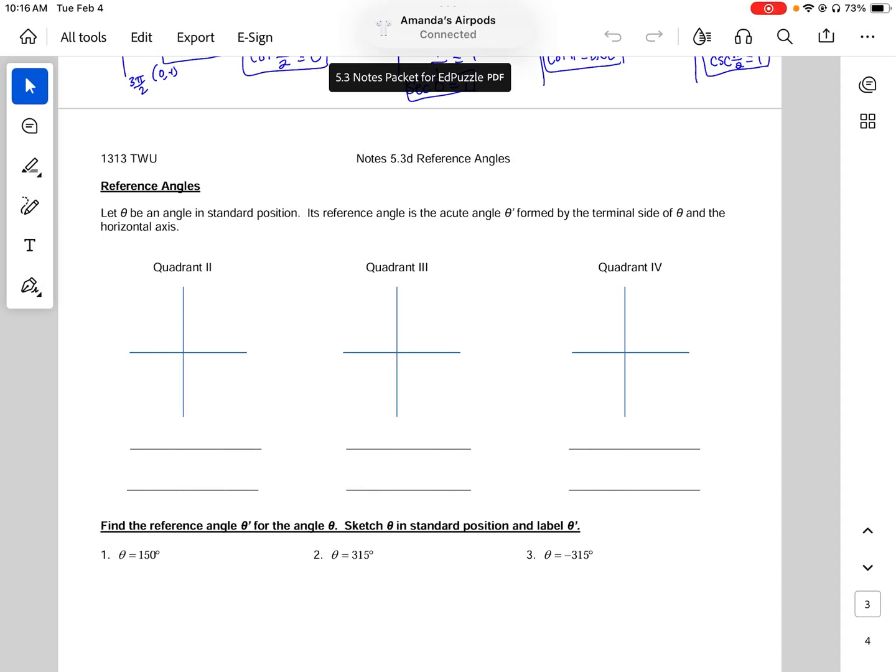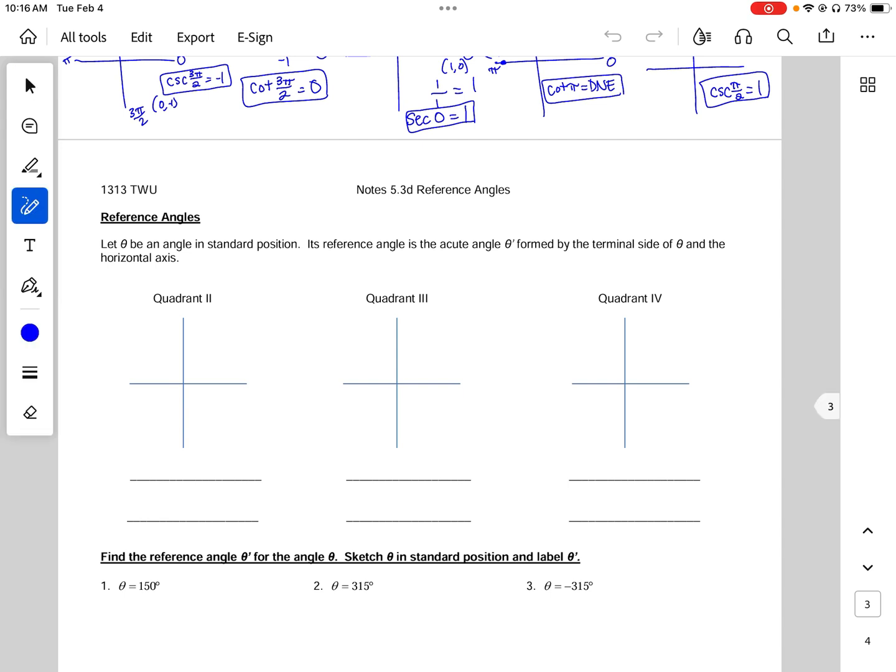Let's look at 5.3D reference angles. So let's talk about the different quadrants. Notice that on our notes we have quadrants 2, 3, and 4. So let's first talk about quadrant 1. I'm going to write that up here. So this is quadrant 1.